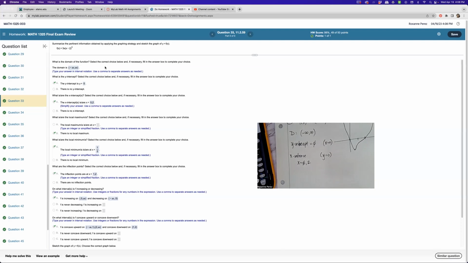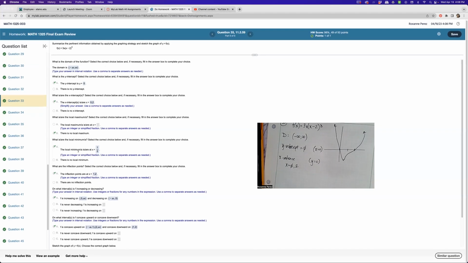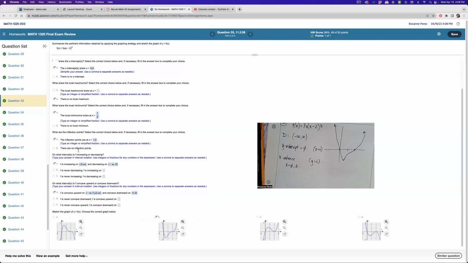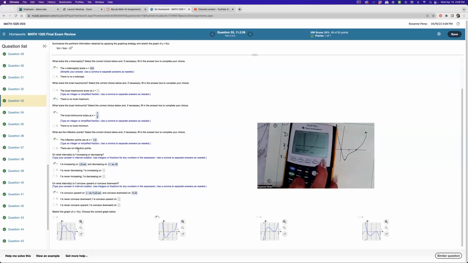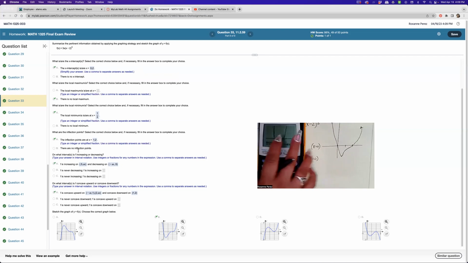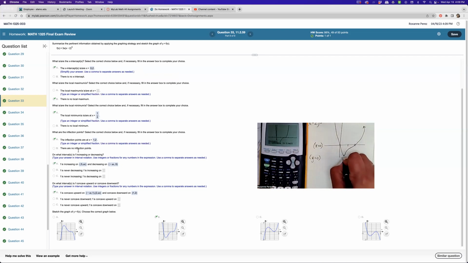All right, what are the local maxima? We do not have a local maximum. Then the next question here is, what is the local minimum? Here's our minimum. So we're going to do some calculator work. Second trace 3. You guys should already know this. We're going to scroll slightly to the left of the minimum, scroll slightly right of the minimum, hit enter, and that x is 0.5. So x is 0.5, I need to slow down, sorry. 0.5 comma -5.